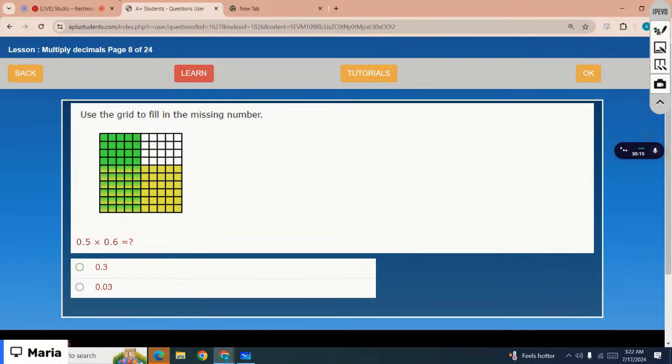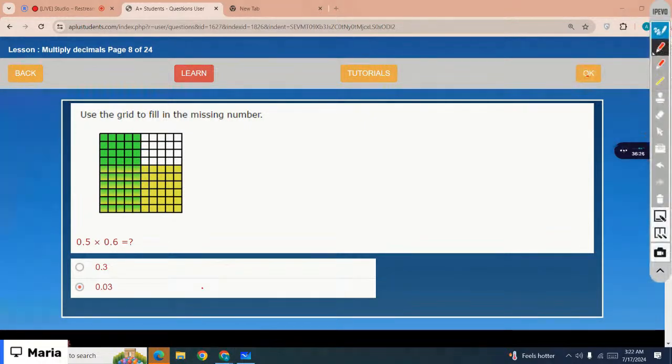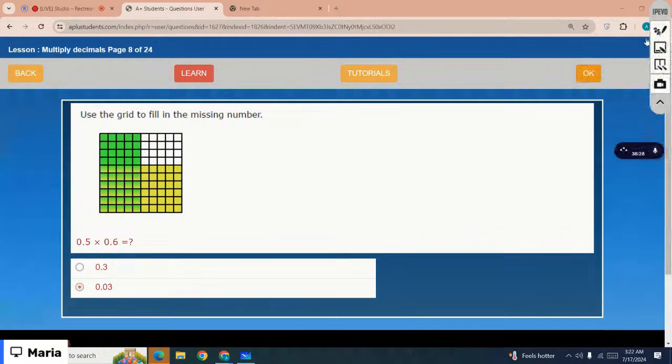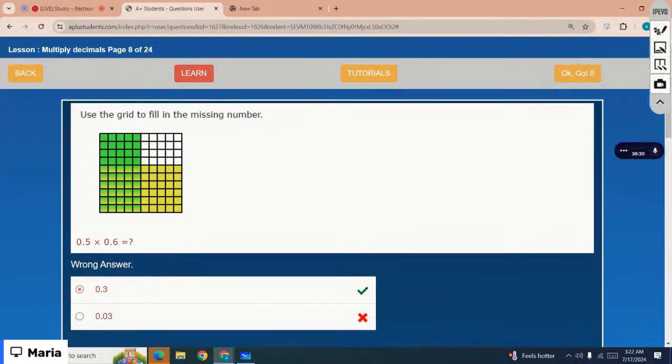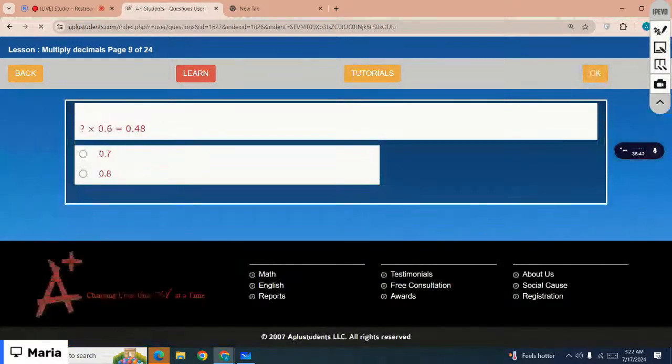Yes, that is 0.03. Option number 2 is the correct option, right? 0.5 times 0.6 is 0.03. Option number 2 is the correct option. Oh, sorry, 0.38 is... 5 times 6 is 30. We need to add 2 decimal places, so that would be option number 1, 0.38.